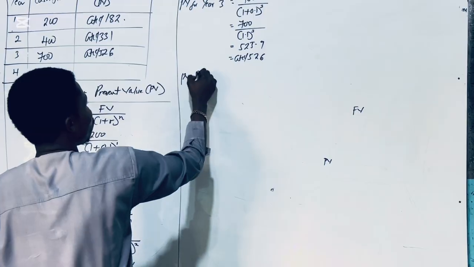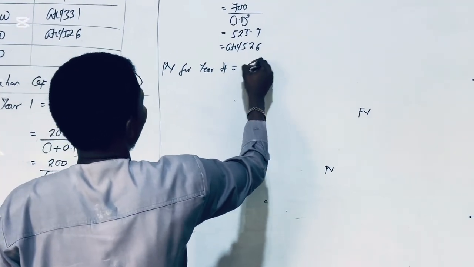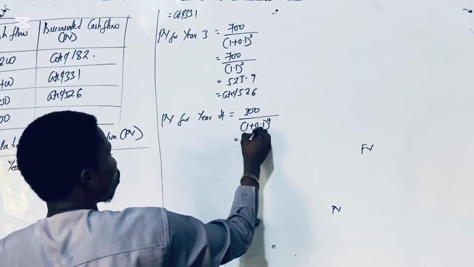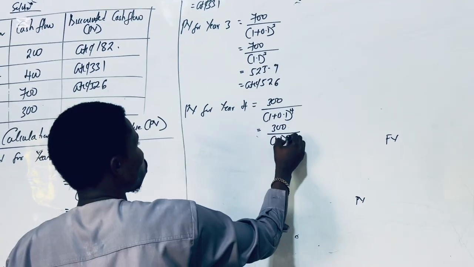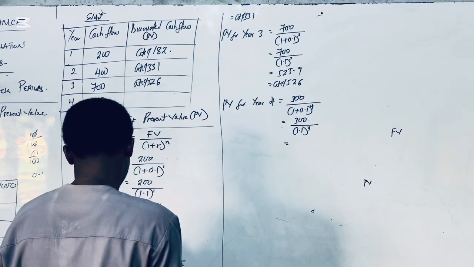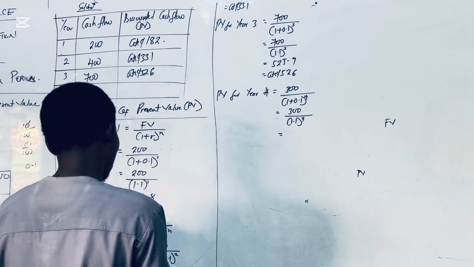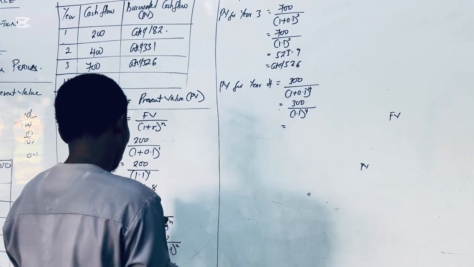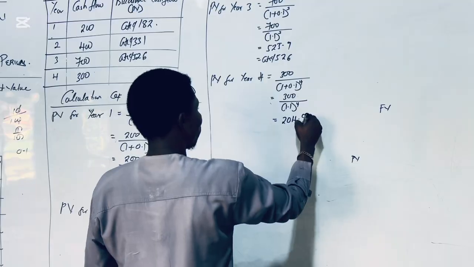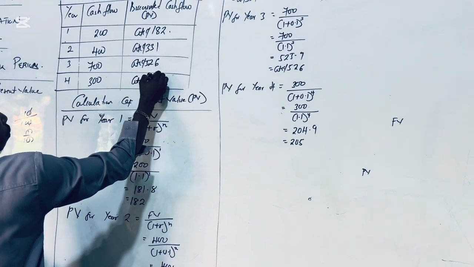Then we have the PV for year 4. So it's going to be 300 over 1 plus 0.1 raised to the power 4. So we have 300 over 1.1 raised to the power 4. Same approach: 300 divided by bracket open 1.1 bracket close raised to the power 4, and that will give us 204.9, which is 205. So here we have 205.